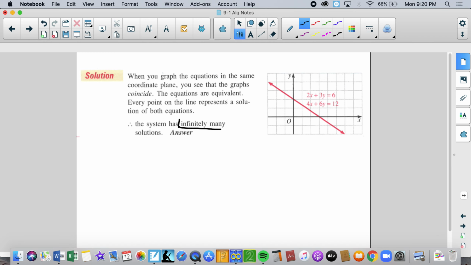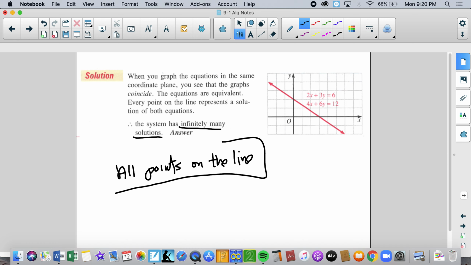You're going to see that as an answer in a lot of books. You're going to see this, all points on the line are going to be the answers that you see from me. But you may see infinite. You may see infinitely many solutions. I don't want to know the number of solutions. I want to know where are the solutions. So since these are identical lines lying on top of each other, all of the points on the line are the intersecting points. That's where they intersect.